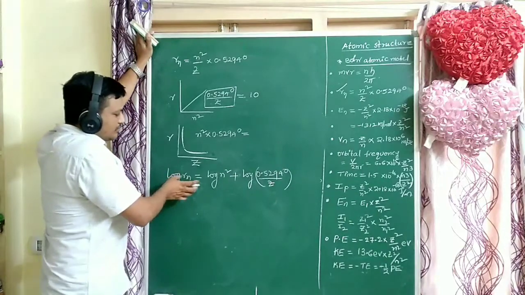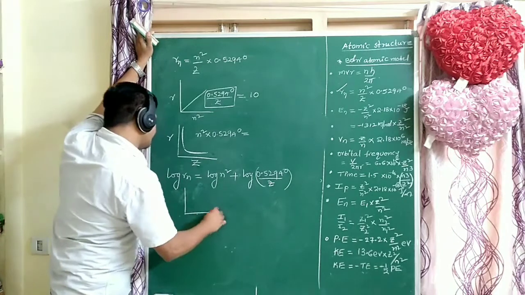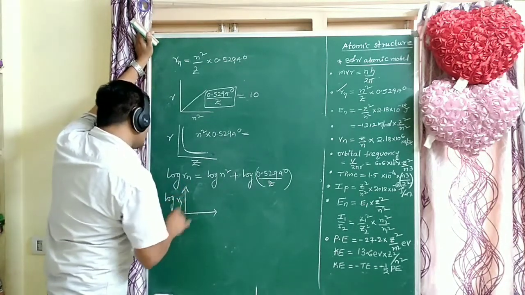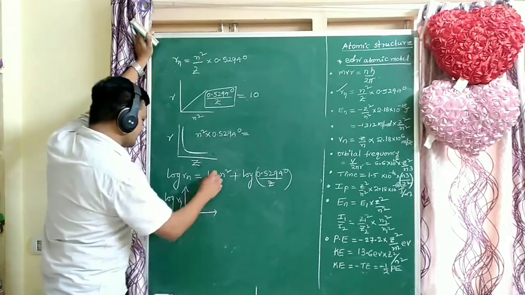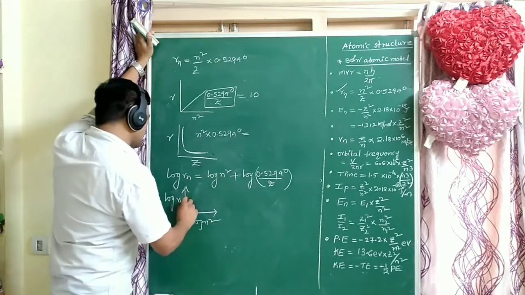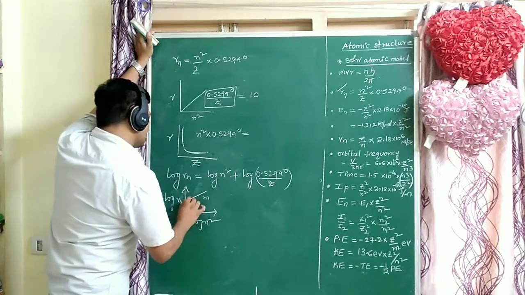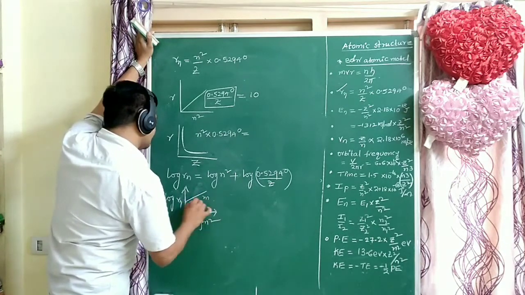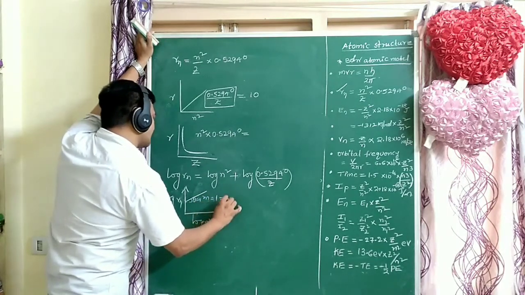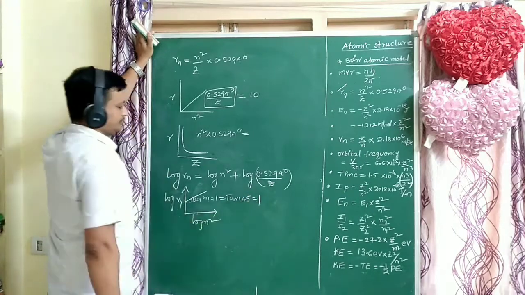This is y equals mx plus c. Here the graph is between log Rn and log n square, so it is directly proportional with a positive slope and positive intercept. Here theta equals 45, so the slope equals tan 45, which equals 1.